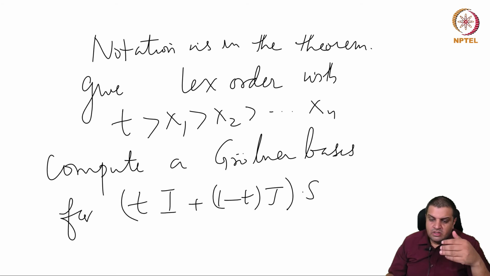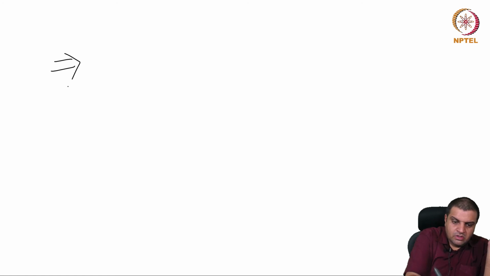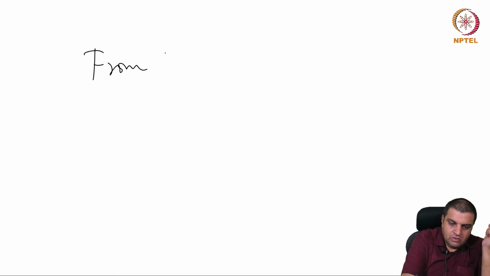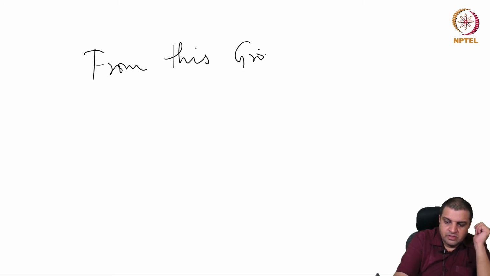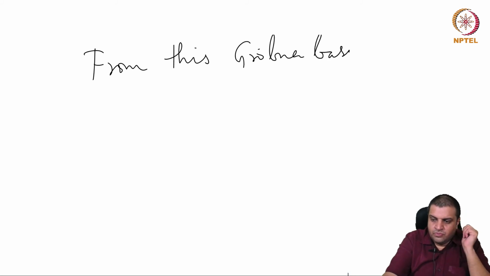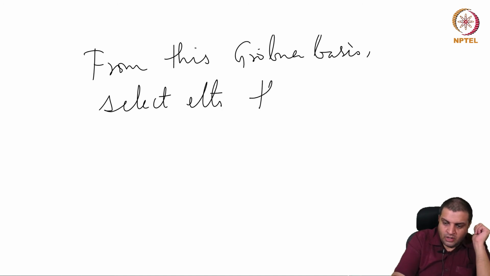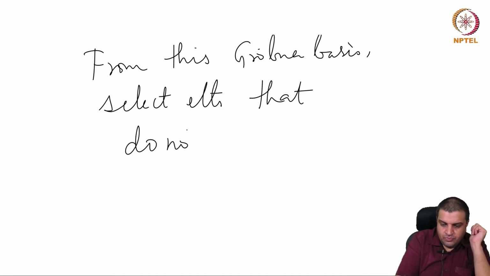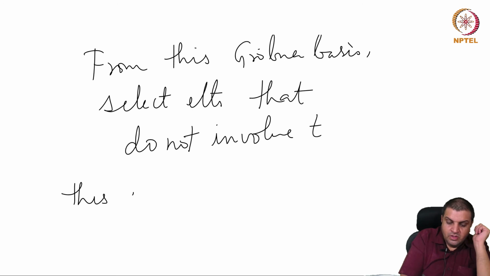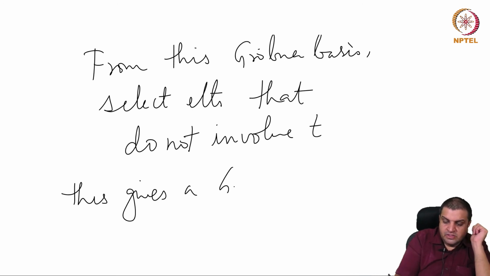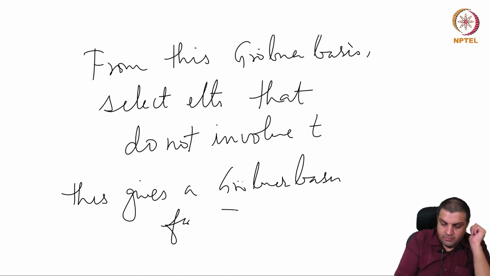Okay, and so this would now imply: from this Grobner basis, select elements that do not involve t, and this gives a Grobner basis for I intersect J. Okay.